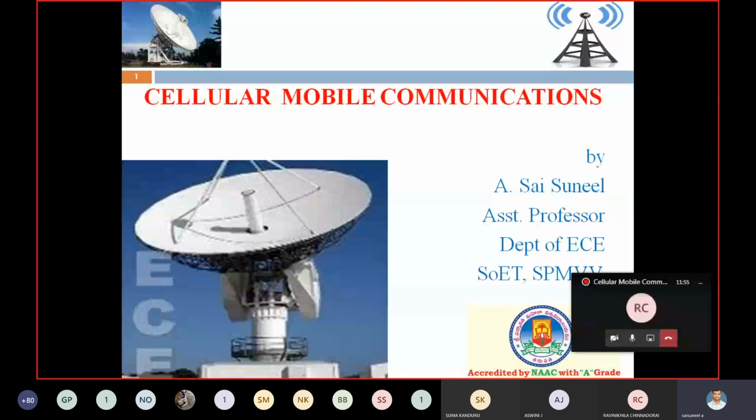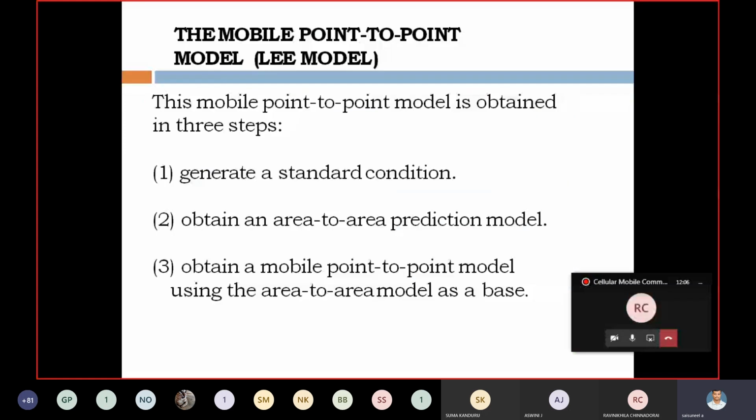This point-to-point model was described by the scientist Lee, that's why it is also called the Lee model. Why are we going for this topic? What is the use of this topic? Based upon this topic, we have to find where exactly the signal strength is low and where exactly the signal strength is high, and what the height of the antennas should be.